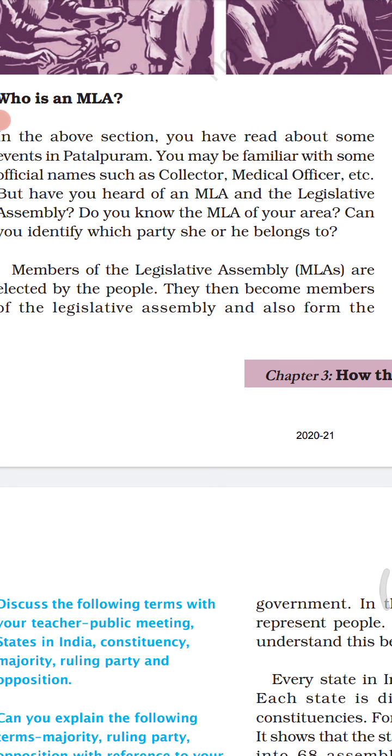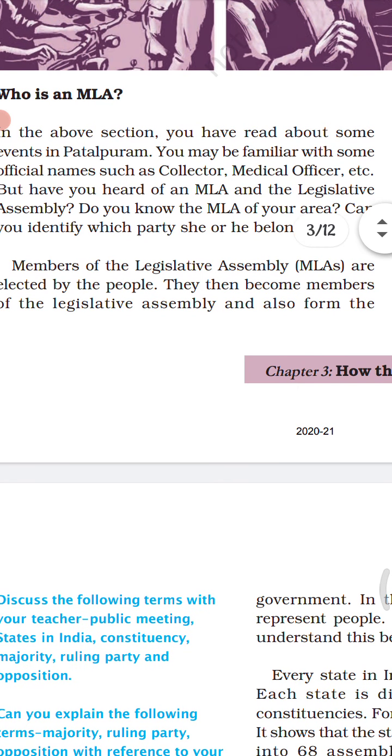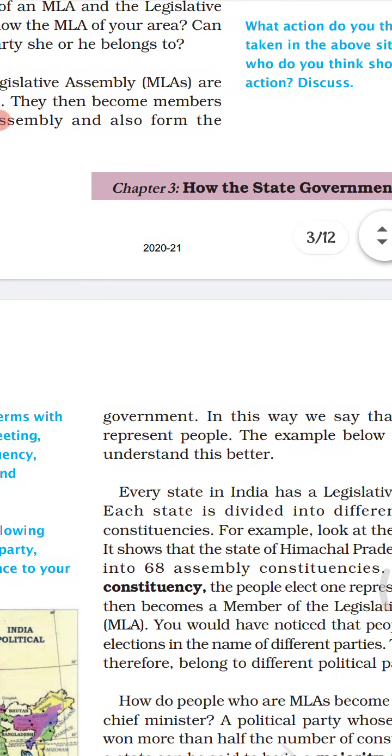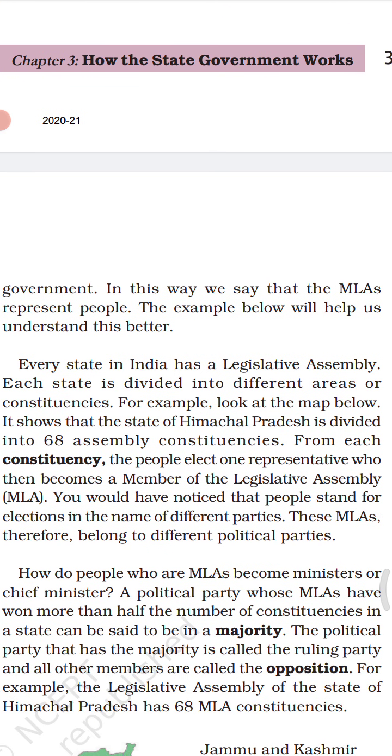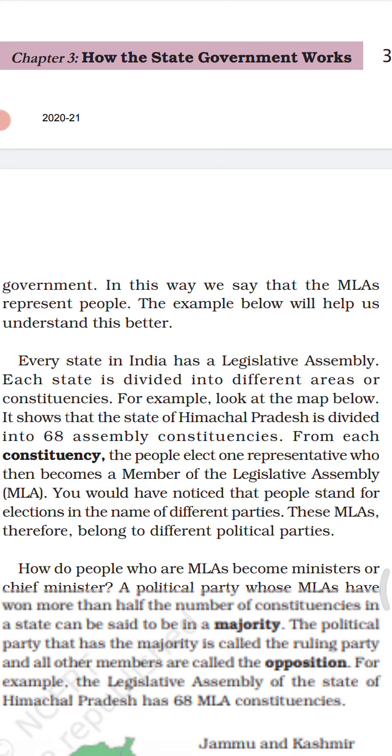Members of the Legislative Assembly, MLAs, are elected by the people. Then they become members of the Legislative Assembly and also form the government. In this way, we say that the MLAs represent people. The example below will help us understand this better. So the people cast their vote and elect one candidate from their area, and these MLAs or candidates work on behalf of the people. They form government and then represent people and work for the welfare of the people.